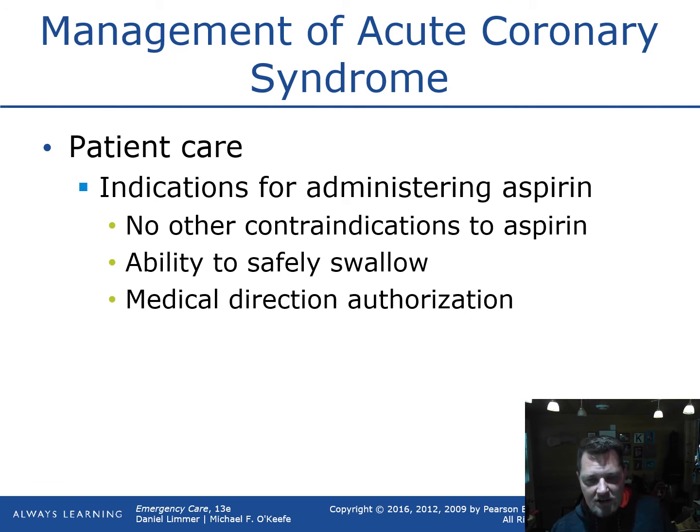So no other contraindications to aspirin without medical direction authorization. Another contraindication to aspirin would be some type of recent bleeding, like stomach ulcers, esophageal varices, any of those things. We don't really want to give aspirin, and you want to make sure that you are cautious in a patient who has asthma, because aspirin can precipitate asthma. So we want to be cautious in those patients as well.